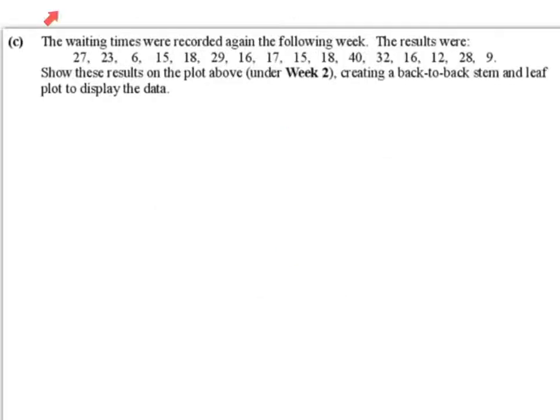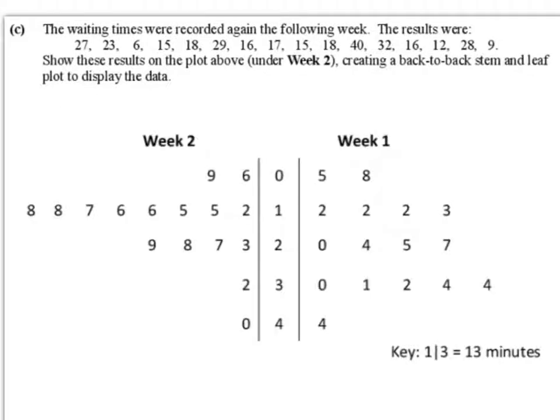Part C. The waiting times were recorded again the following week. The results were 27, 23, 6, 15, 18, 29, 16, 17, 15, 18, 40, 32, 16, 12, 28 and 9. Show these results on the plot above under week 2, creating a back-to-back stem and leaf plot to display the data. Okay, so it's really important that when we draw out a stem and leaf diagram that the numbers are in order from smallest to largest.